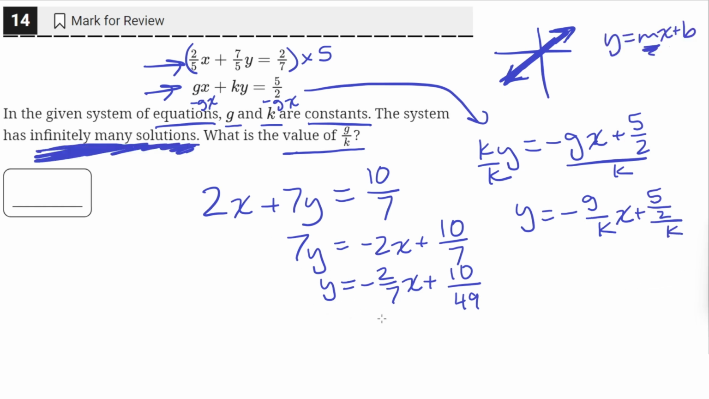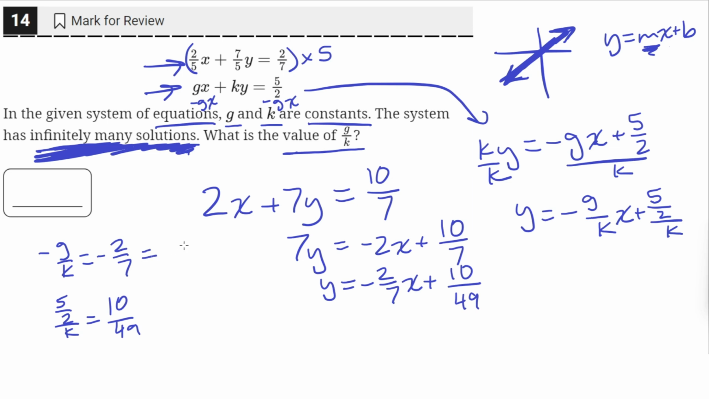So now that we have the two equations of these two lines, in order for them to be overlapping each other so that we have infinitely many solutions, we need negative g over k to equal the slope negative 2 over 7, and we need 5 over 2 over k to equal the y-intercept 10 over 49. Now you can't simply just go, oh, g over k has to equal 2 over 7, so g equals 2 and k equals 7.